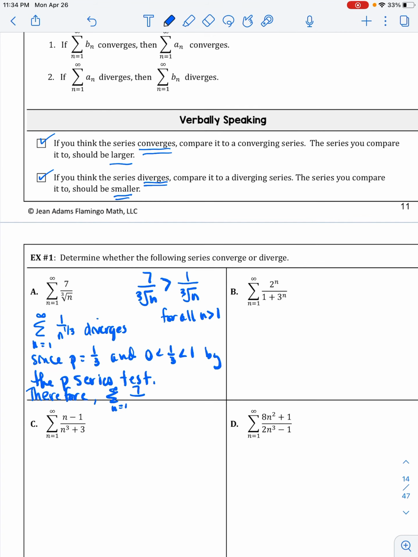Okay, so therefore, the summation n equals 1 to infinity of 7 over cube root of n also diverges by the direct comparison test.